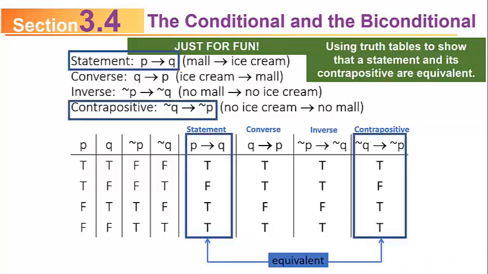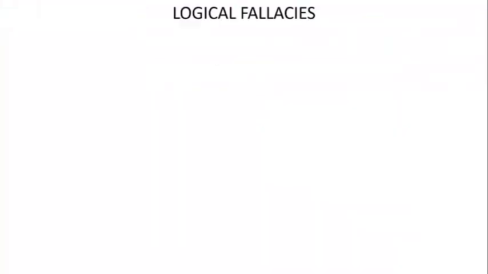If you take the truth values for the original statement, P implies Q, you get true, false, true, true. If you look at the contrapositive, what do you get? Same thing, true, false, true, true. So we have just proven beyond a shadow of a doubt that a statement and its contrapositive are logically equivalent.